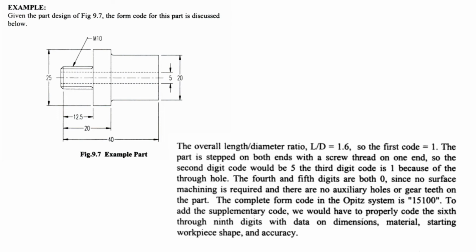Next, the part is stepped on both ends with a screw thread on one end. So you have to study the figure. Based on the figure, you can easily write the coding. So the second digit of the code could be 5. Well, you can check it with the form code table.